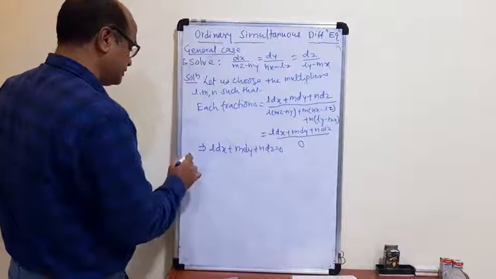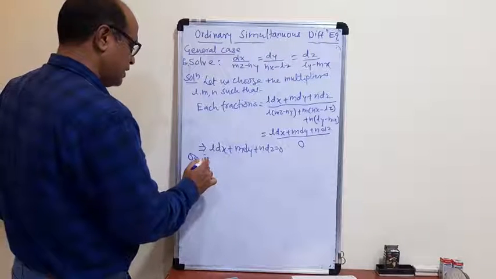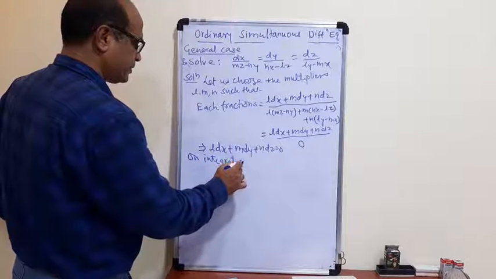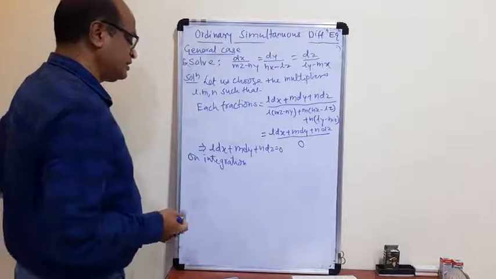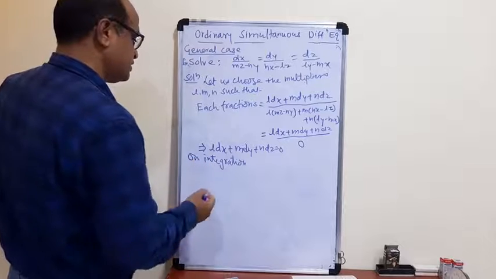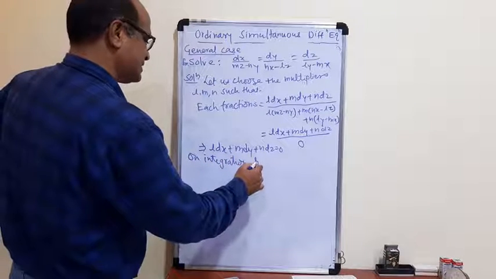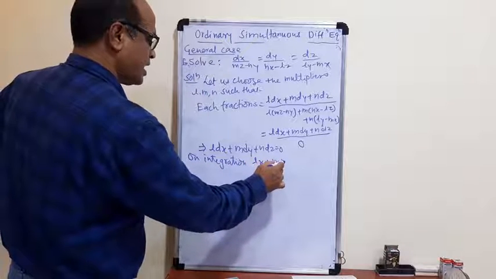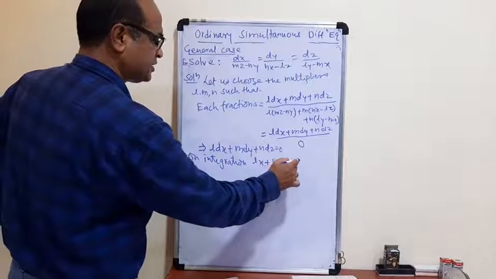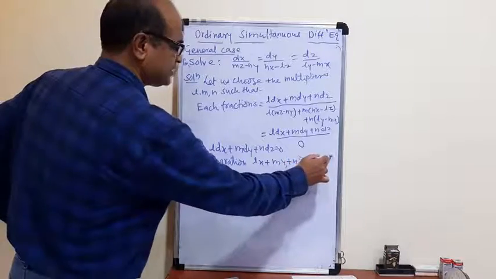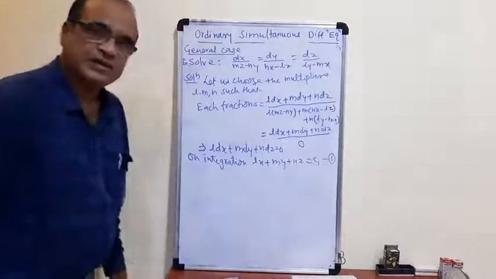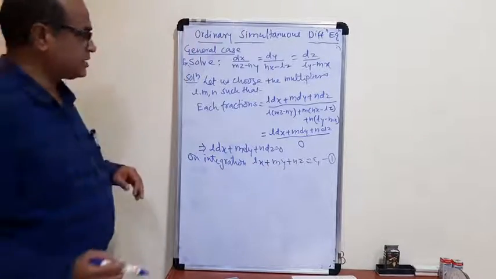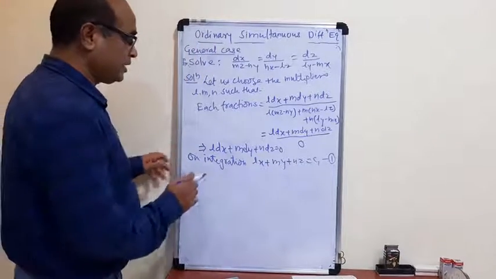So on integration, what is the integration? Lx plus My plus Nz is equal to C1. This is one part of the complete solution. So now we take another set.